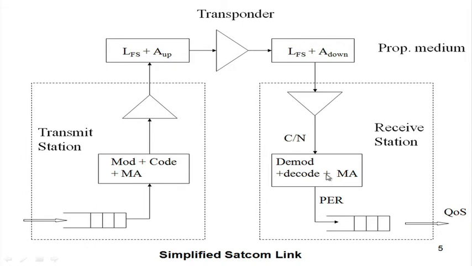So corresponding to the bit error rate, based on the size of the packet, there will be a packet error rate which comes out, and based on the packet error rate, the user will look at the quality of service, how many packets are in error. This is a very general, brief talk about one link of simplified satellite communication.